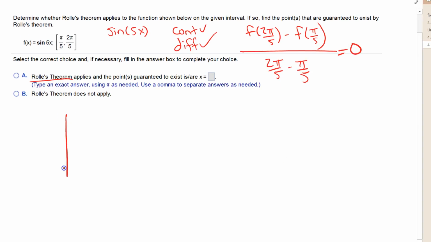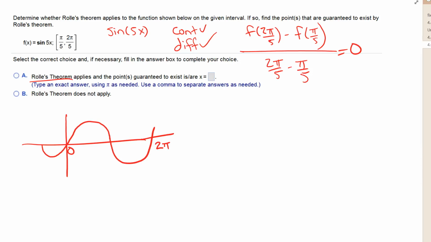If I graph the function, sine of x would look like this. Of course, it would keep going. It would have a period of 2 pi, so 0 to 2 pi. Now the 5 here in the problem tells me I am going to change the period. Instead of going from 0 to 2 pi, it goes from 0 to 2 pi over 5, right? So this is my new period, so this is going to end up being sine of 5x.